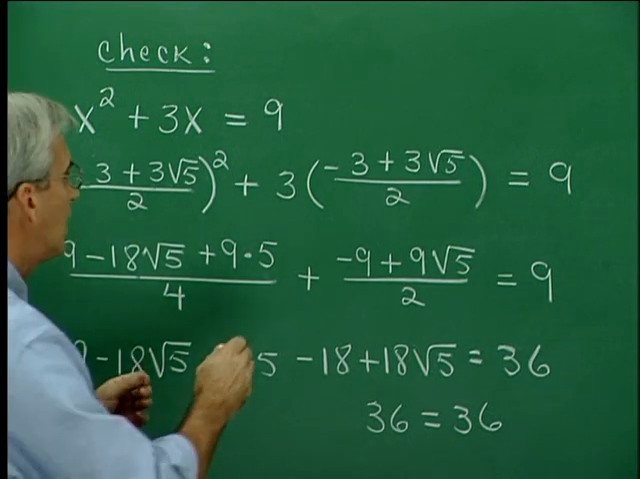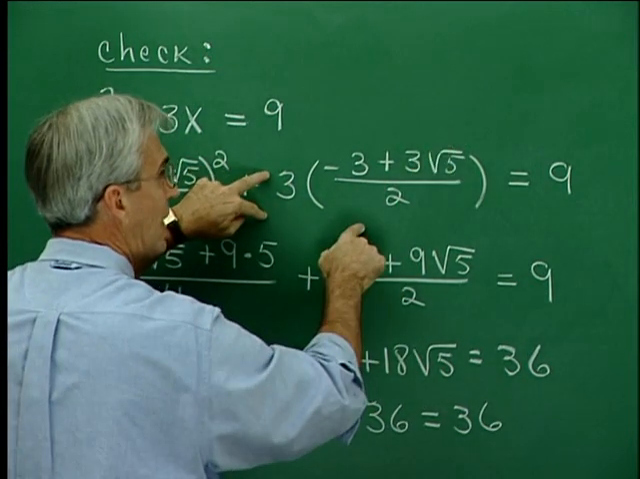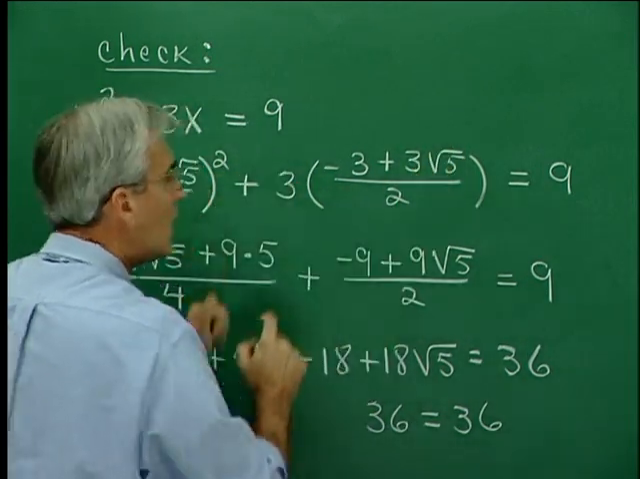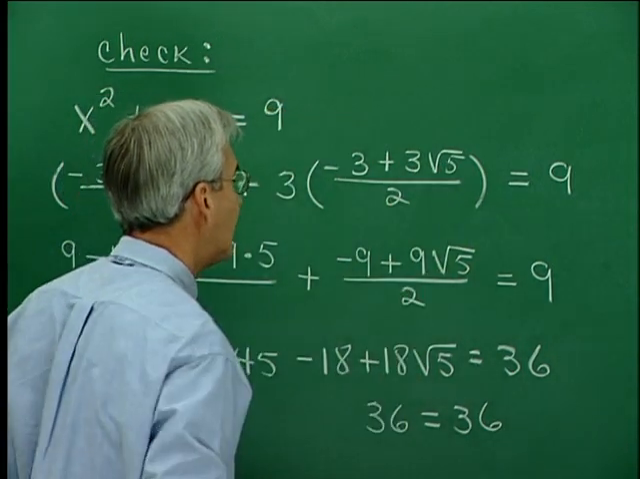Now sliding over a little bit, we have 3 times all of this, means 3 over 1 times this fraction, which means 3 times the numerator. 3 times negative 3, negative 9. 3 times 3 root 5 is 9 root 5.